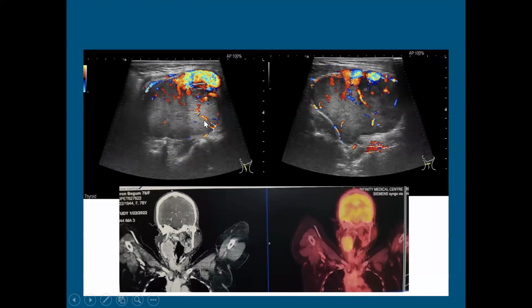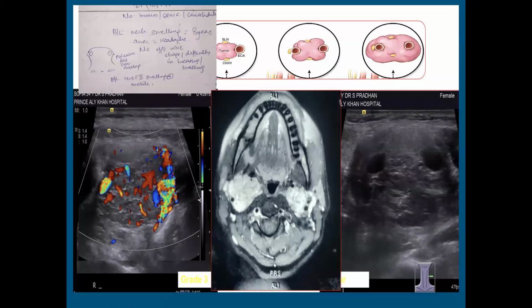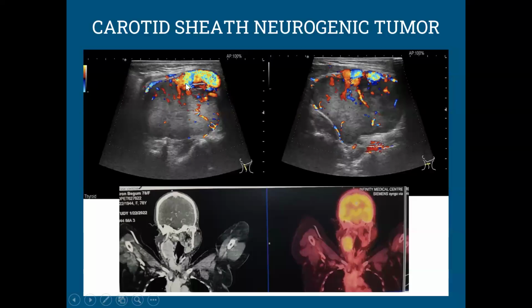Another ultrasound image of this mass lesion, which is seen pushing the carotid arteries anteriorly, unlike what we saw in the previous carotid body tumor, where it was causing splaying. This is a case of a carotid sheath neurogenic tumor. You can see that the vessel relation is different. The carotid artery is seen pushed anteriorly. This is the corresponding PET CT image. That's the lesion.